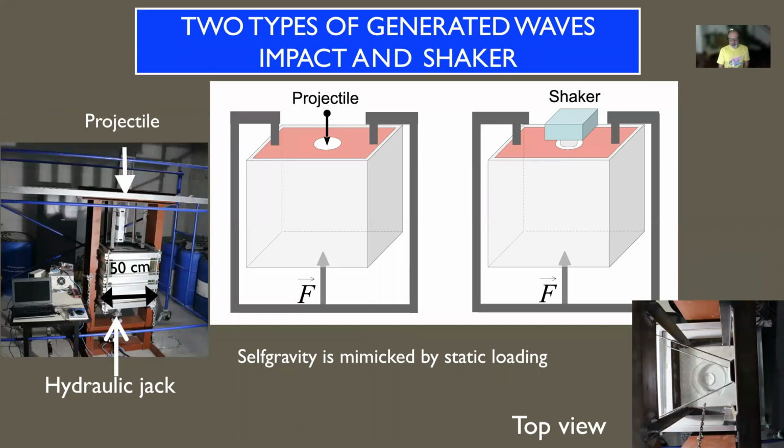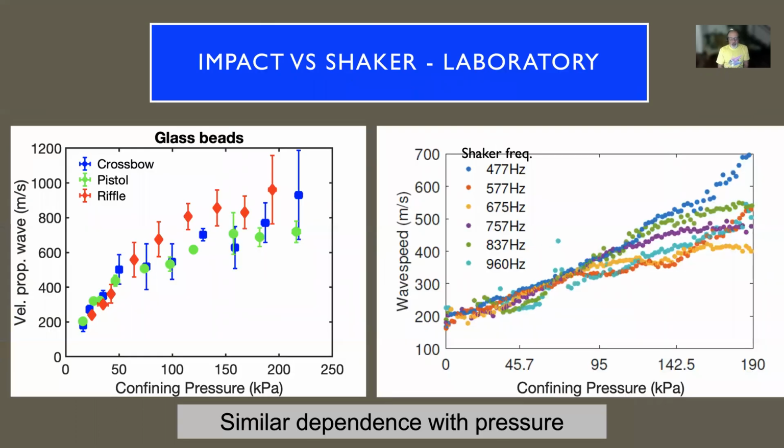For the laboratory experiments, what we have done is to create this experimental setup where we have a box filled with granular material. It could be glass beads or sand, and we can impact a projectile, or we can put a shaker on top of this to produce some waves. What we have seen is that either in the impact or the shaker experiments, we observe a strong dependence of the velocity of the wave with the confining pressure, as you can see in this example, and similar behavior has been seen in both the impact and the shaker experiments.